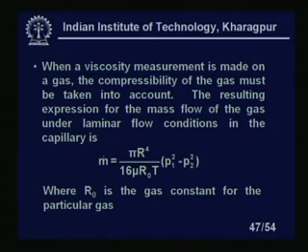When viscosity measurement is made on a gas, the compressibility of the gas must be taken into account, and the resulting expression for the mass flow of the gas under laminar conditions in the capillary is m dot equal to pi r to the power 4 by 16 mu R naught T, times (p1 square minus p2 square). R naught is the gas constant. We want to differentiate it from this radius, that is the reason for this small r, so we have used different notations. r is actually the radius of the pipe or the capillary through which the gas is moving.